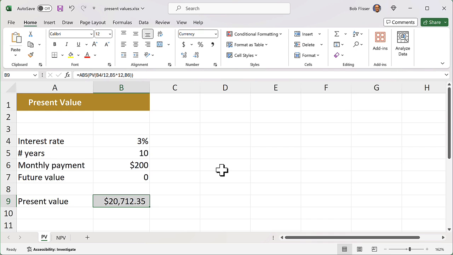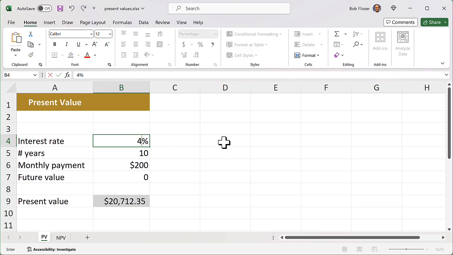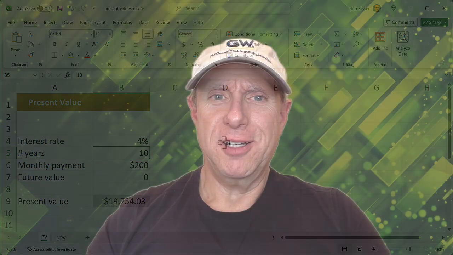As the rate increases, the present value decreases, and vice versa. So, for example, if I take that 3% and I make that 4%, you notice that present value decreases a little bit. What if you anticipate cash flows that are uneven?